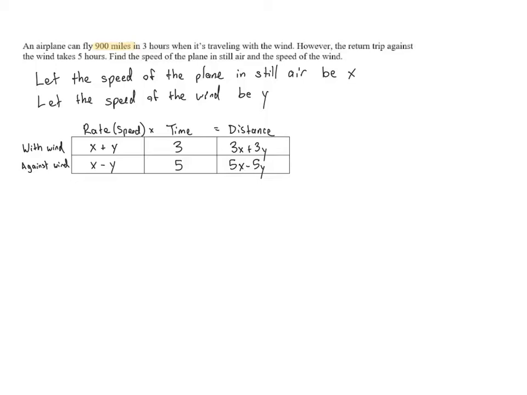Is that 1? And the answer is that 900 miles represents both of the distances, because it goes 900 miles when it's going with the wind, and the return trip means it's also going 900 miles when it goes against the wind. So both of these distances here, 3x plus 3y and 5x minus 5y, both of those are equal to 900, and that's our system of equations. 3x plus 3y equals 900, and 5x minus 5y also equals 900.